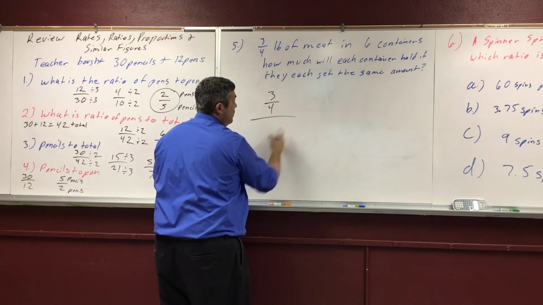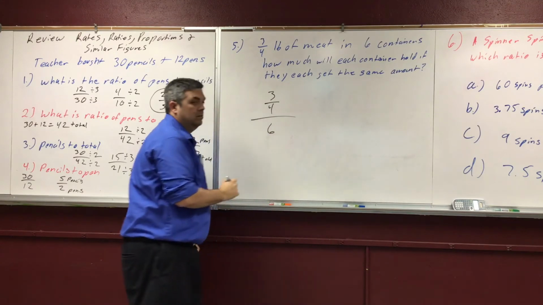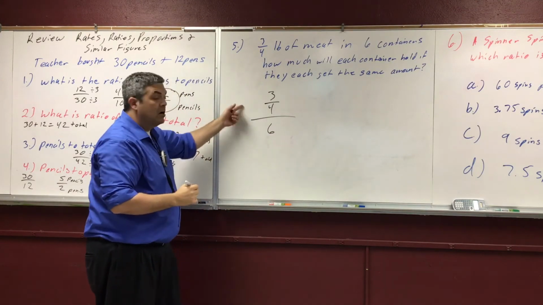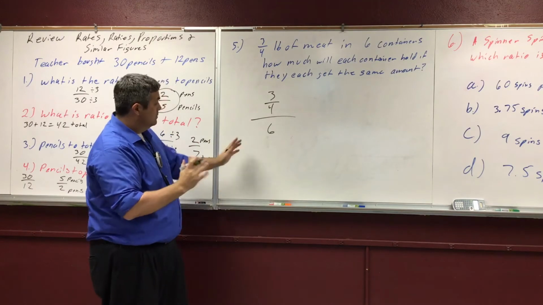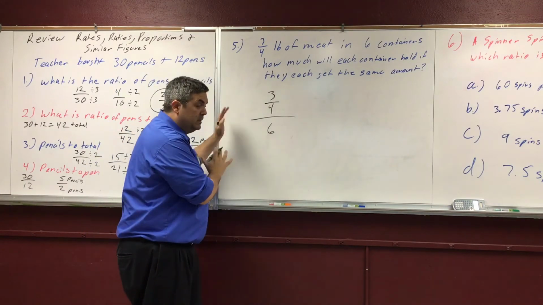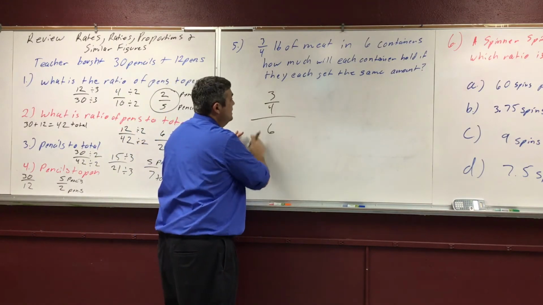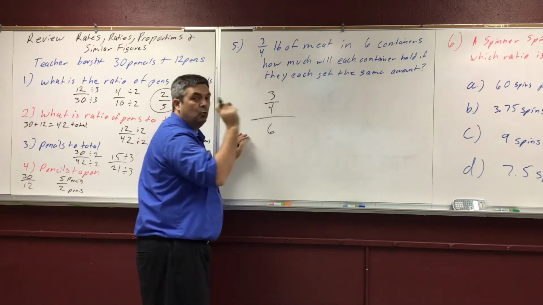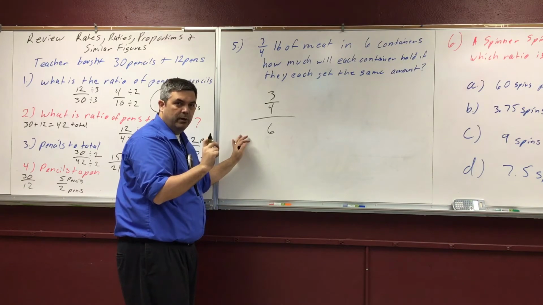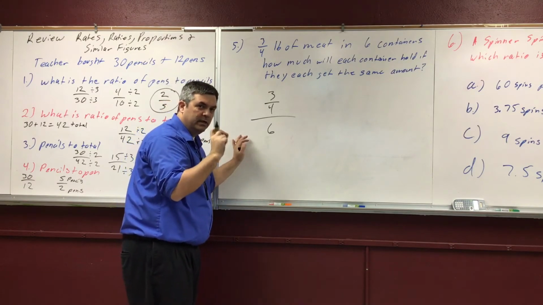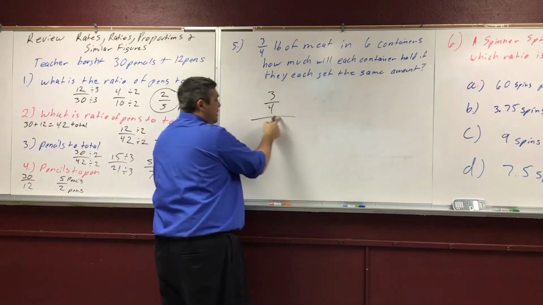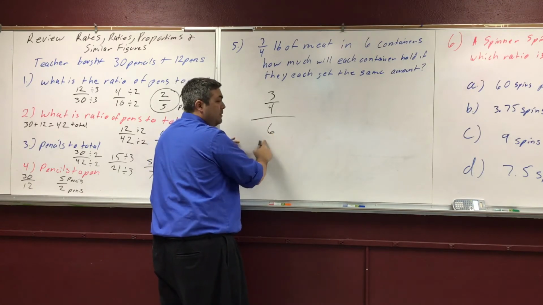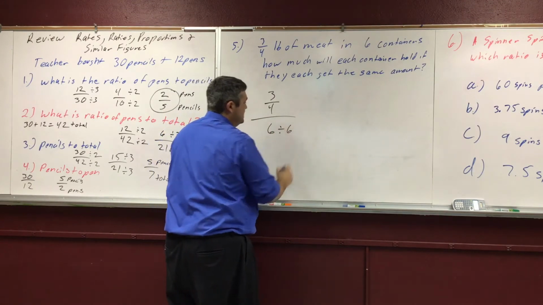3/4 over 6. But this is a complex fraction. It's not that big of a deal, but it is a complex fraction. I want to know how much each one gets. That's your unit rate. When I want to know how much each one gets, that's unit rate. How do I get a unit rate? I divide by this number down here. So divide by 6.